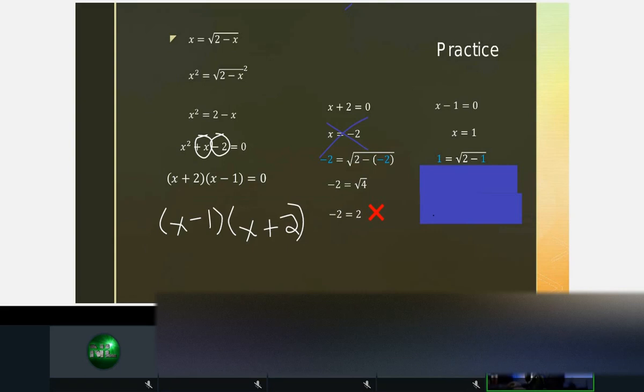And then the other one, we should have got, like somebody said, 1 equals 1. So that does work, which means that is an answer. So the answer is x equals 1. How cool is that?